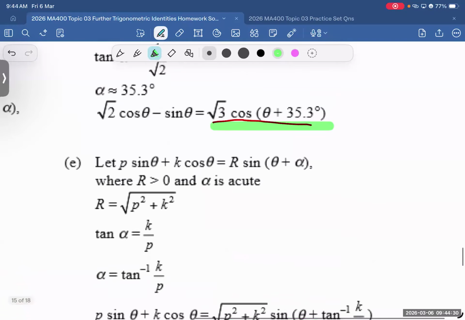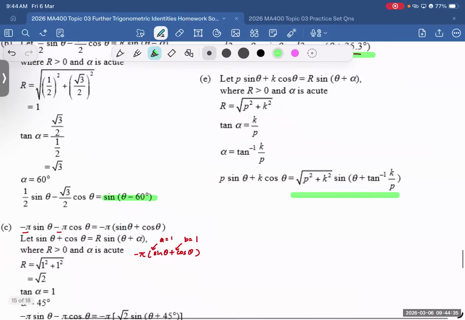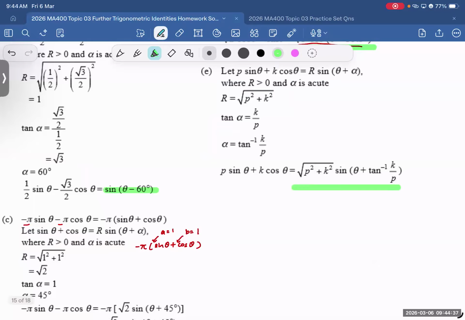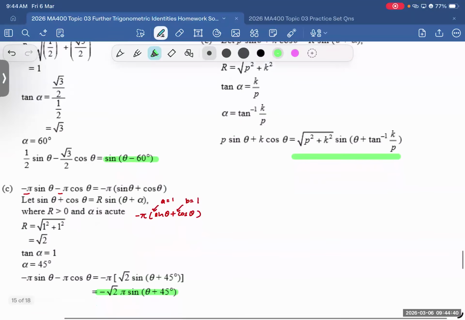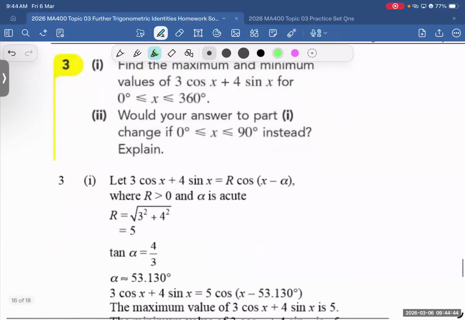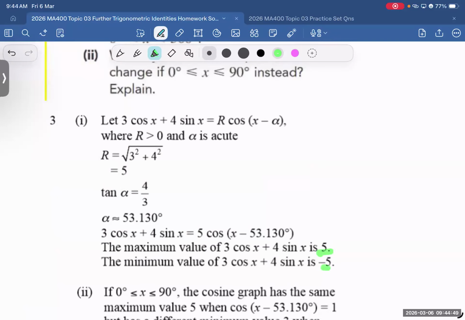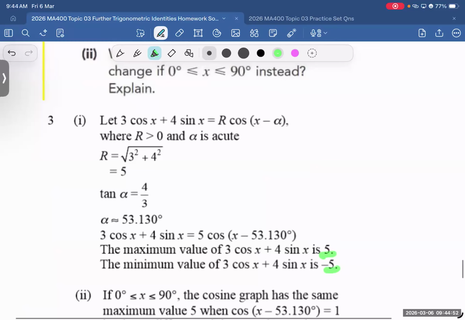Jianin, full working, don't write answer straight away. Aiden also full working. Question 3. 5, -5 for part 1. No, wrong. You got 3. Because the R is 5. 3 square plus 4 square is 5. Fair enough. You got 5.